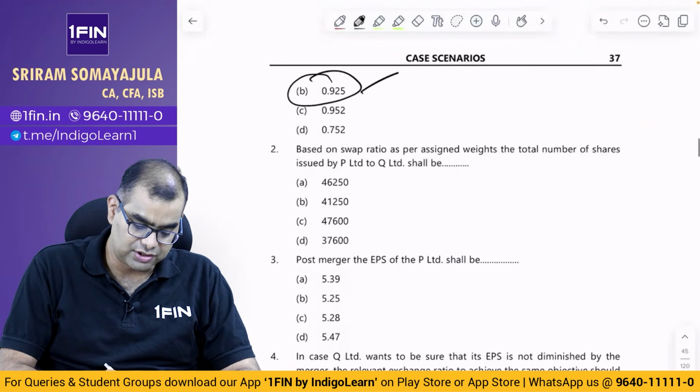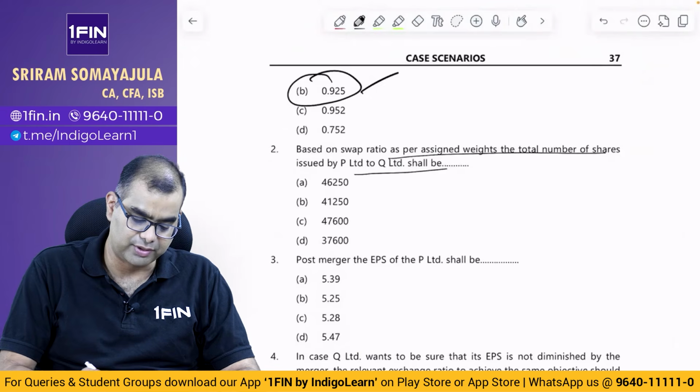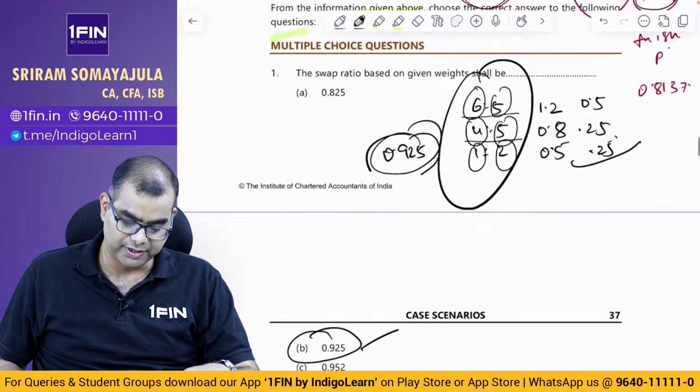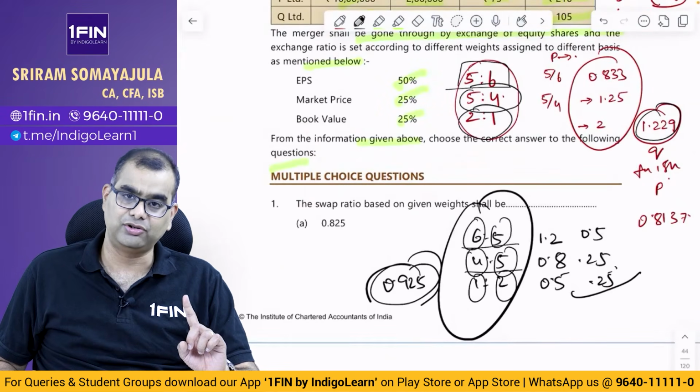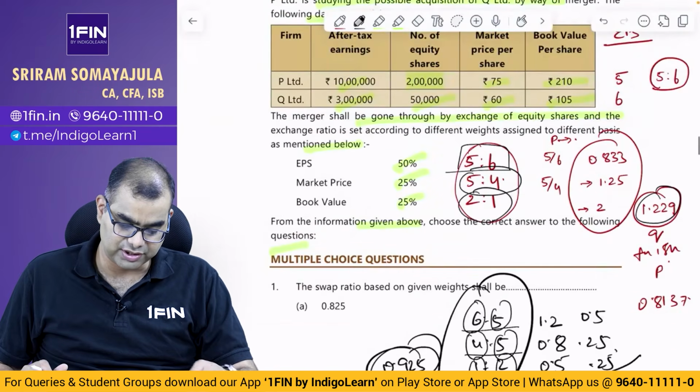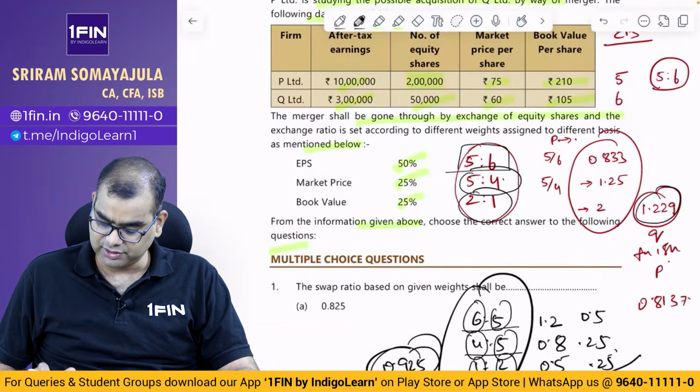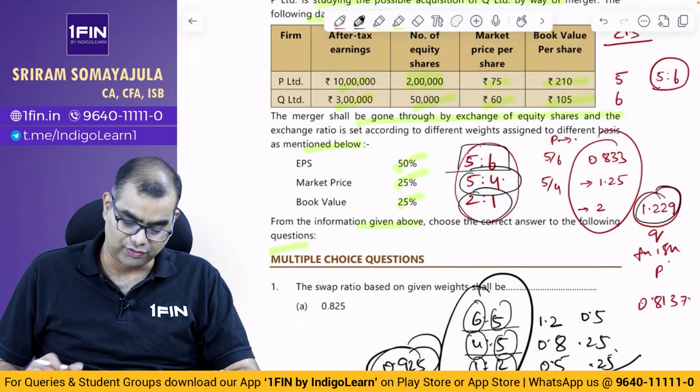Okay. Next, based on the swap ratio as per assigned weight, total number of shares issued by P to Q shall be how much? P to Q. So for 1 share, you will issue 0.925. How many shares do you have? 50,000. 50,000 into 0.925. That gives you 46,250.